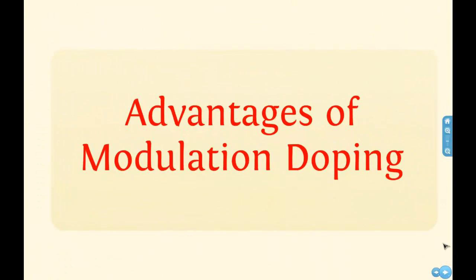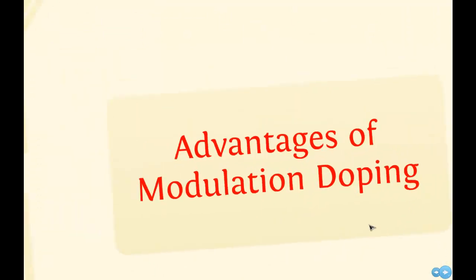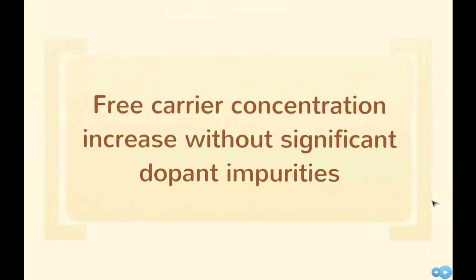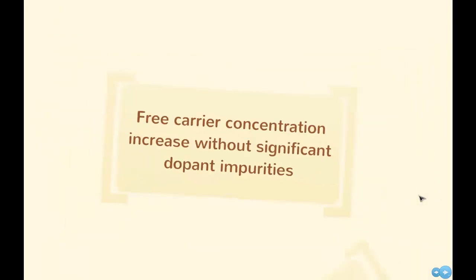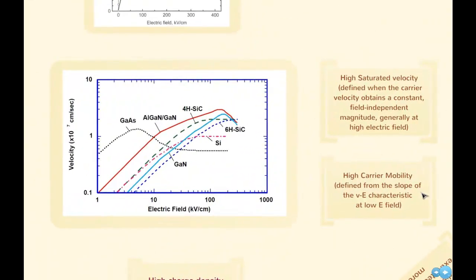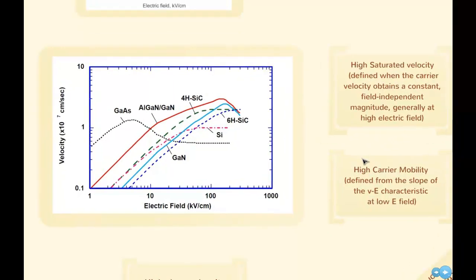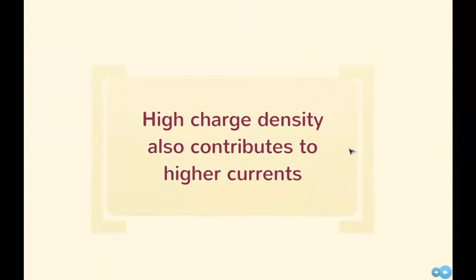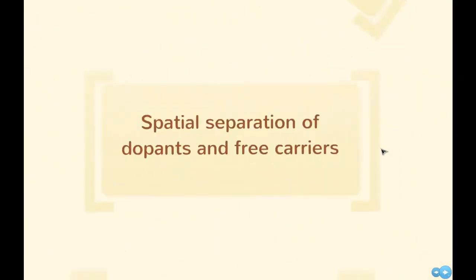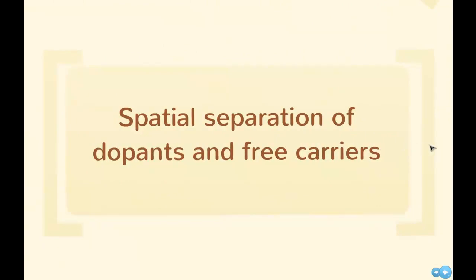So, what are the main advantages of modulation doping? First of all, we get a free carrier concentration increase without introducing significant dopant impurities. And remember that, inasmuch as the currents that we can have are dependent on the saturated velocity and the carrier mobility, they are also very much dependent on the charge density. So increasing the carrier concentration without introducing dopant impurity is very good.